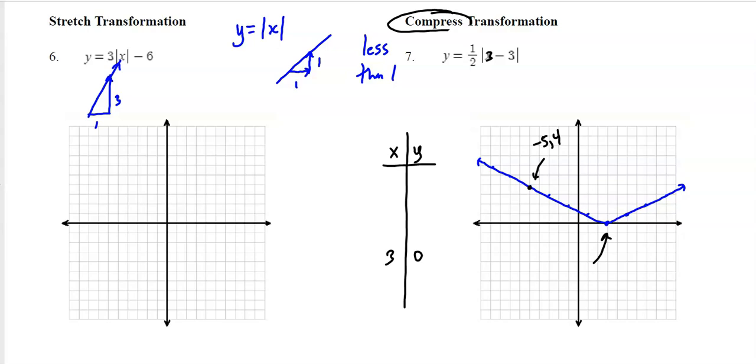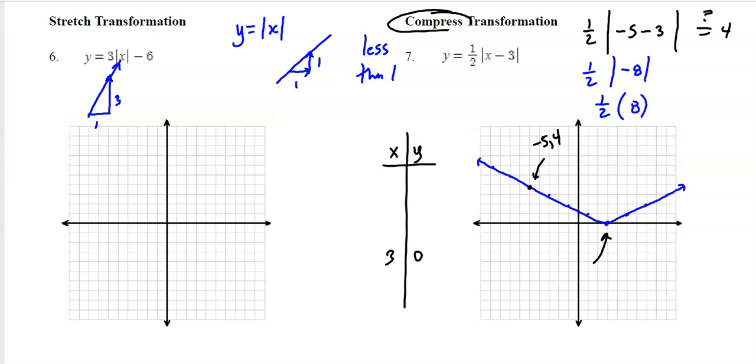So I'm going to punch this in. It'd be 1/2 times the absolute value of negative 5, take away 3. We're hoping that it equals 4. If it is, then we got a good picture. Well, that's 1/2 times the absolute value of negative 8, which is 1/2 times positive 8, which is 4. Sweet. So our prediction was right. So we knew there was a horizontal change to the right. We knew that the slope was changed. So our intuition kind of led us in the right direction.